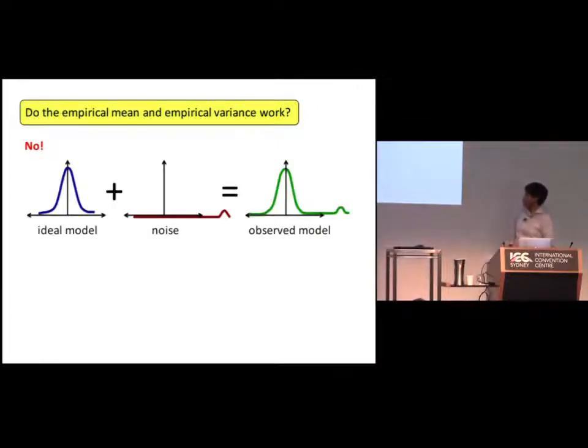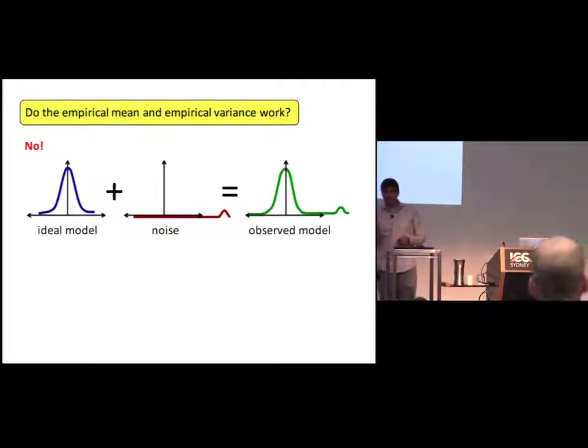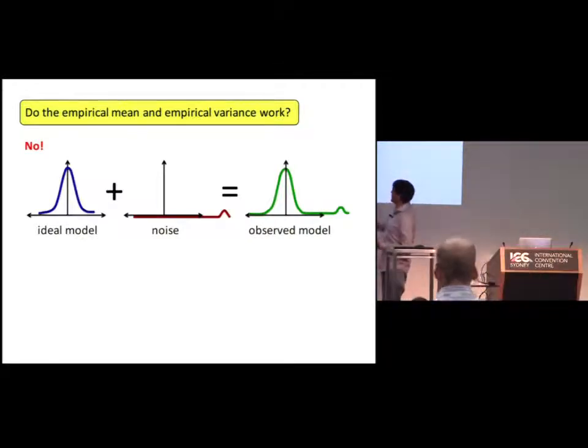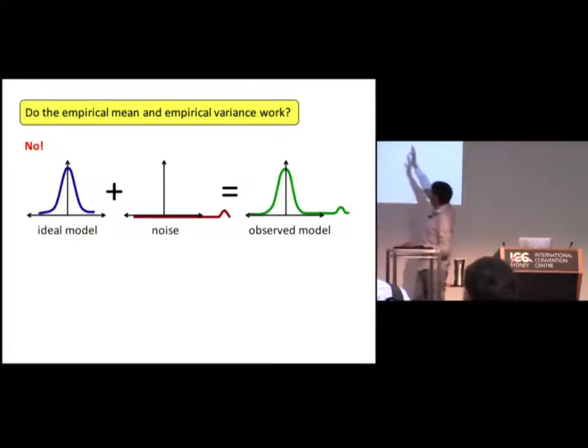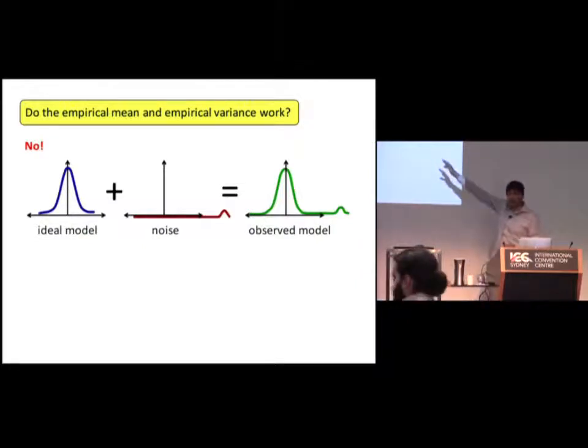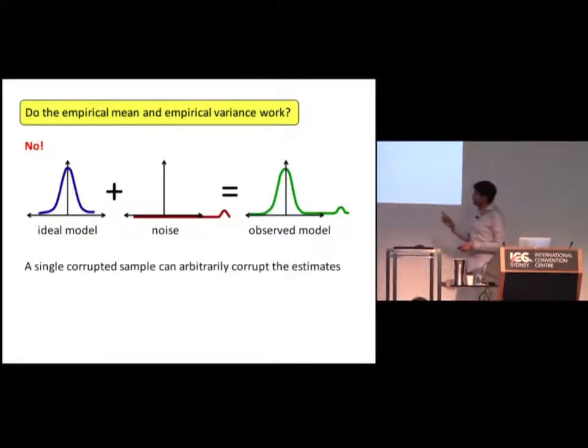So what goes wrong is that even just a single sample can arbitrarily corrupt the empirical mean and empirical variance. Our adversary, remember, is only allowed to play with a very small amount of our distribution. But even by corrupting just a single point and moving it all the way out there, our observed model is going to look like this. And the problem is that even the single corrupted sample can arbitrarily corrupt the new mean. If we take the mean of this observed model, it's actually diverging as the adversary pushes that sample further and further out to infinity.